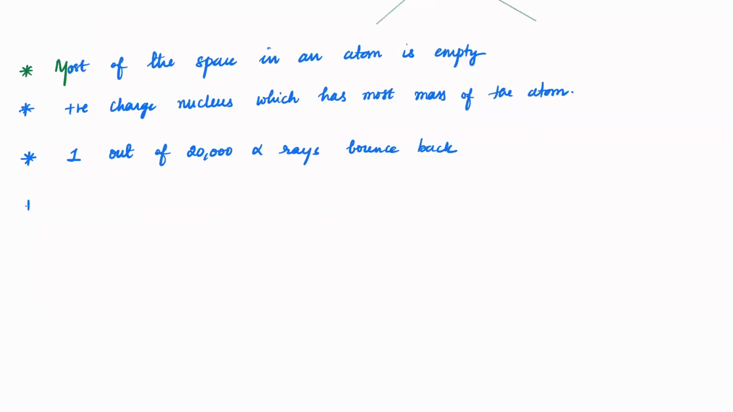And what are all the other important conclusions? What he understood is that the approximate radius of an atom, whether it is gold or any other element where the scattering is observed, will be in the range of 10 raised to power minus 10 meters. And the approximate radius of the nucleus will be in the range of 10 raised to power of minus 15 meters.